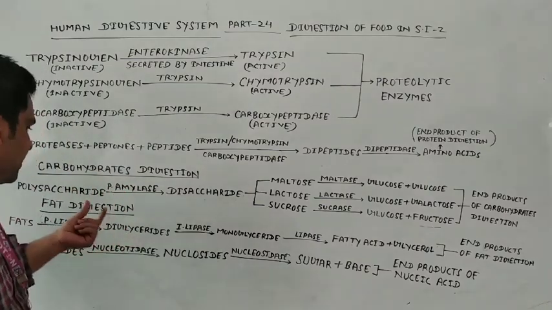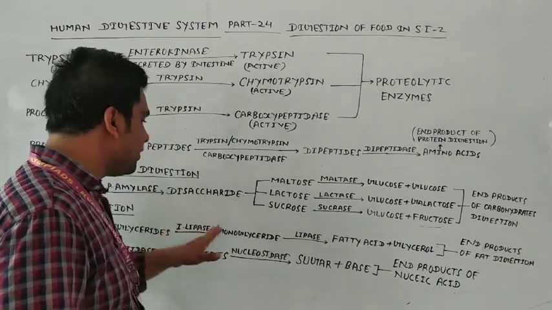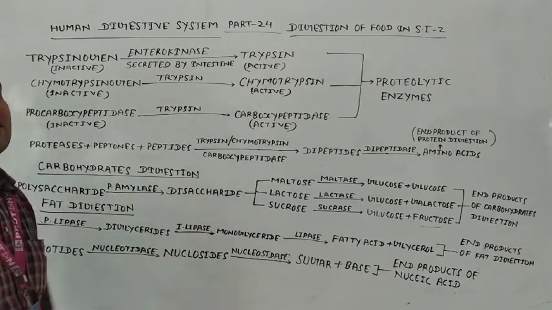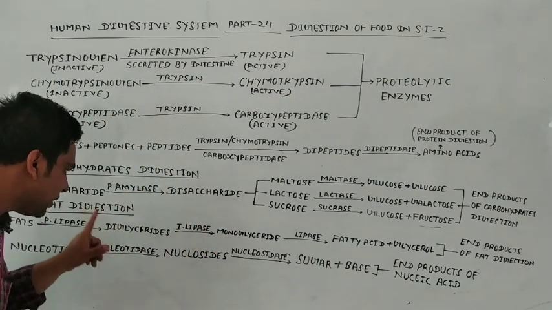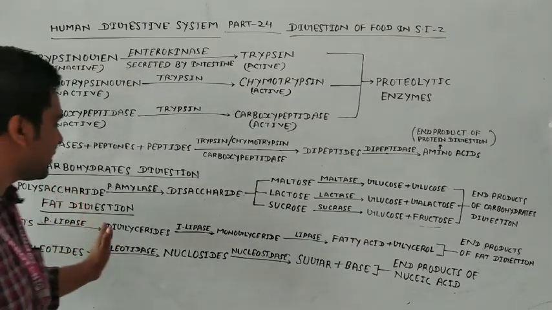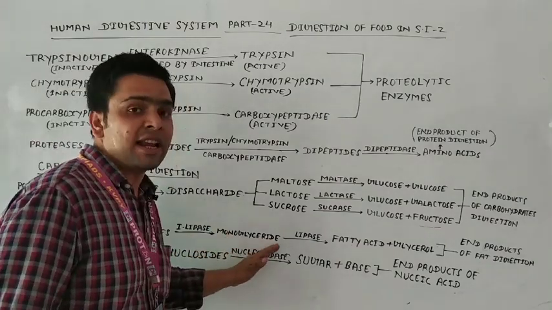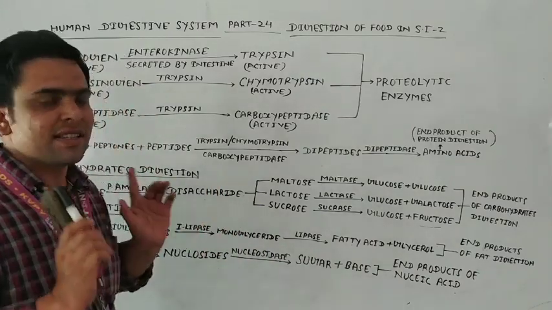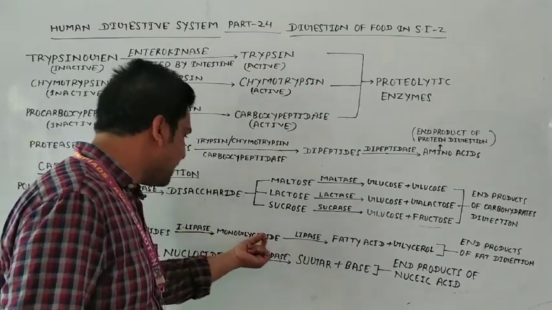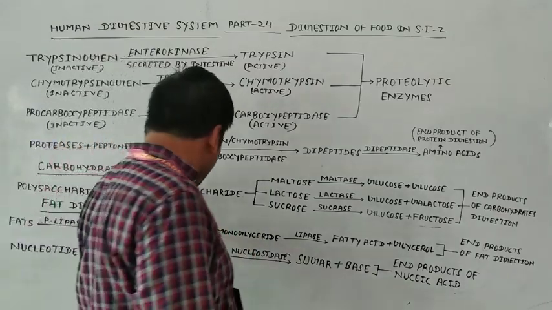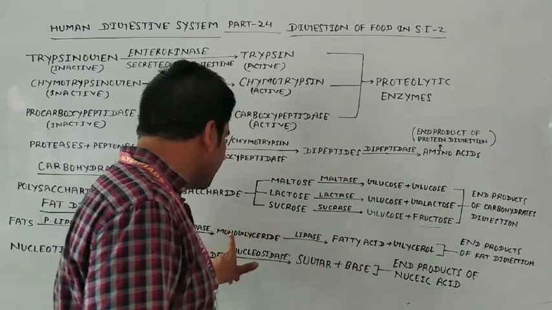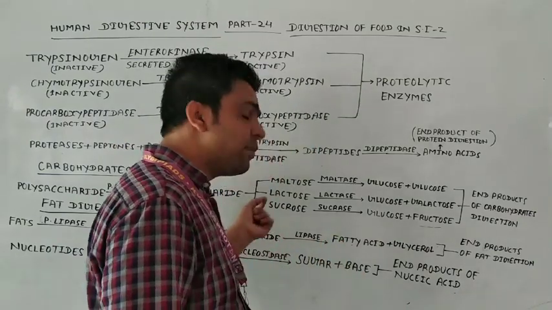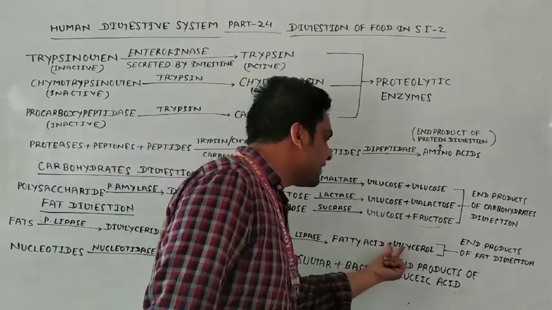Clear, students? These diglycerides are converted further into monoglycerides in the presence of intestinal lipase. So intestinal lipase enzymes act on these diglyceride molecules and convert them into monoglyceride molecules. Monoglyceride means, mono means one, only a single unit of glyceride. So students, this is the monoglyceride fat, and intestinal lipase again acts on these monoglyceride molecules and converts them into fatty acid and glycerol.